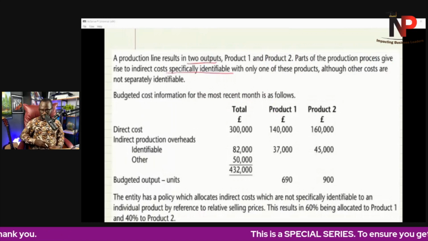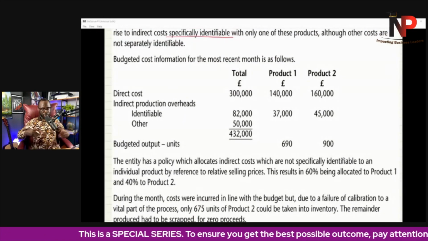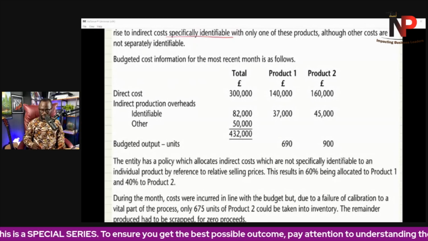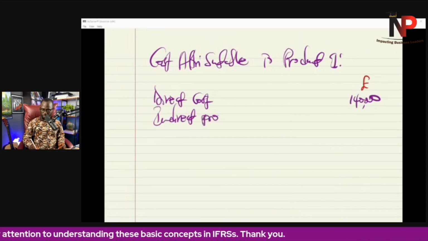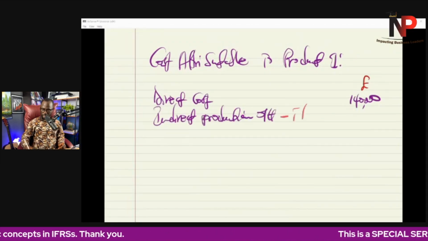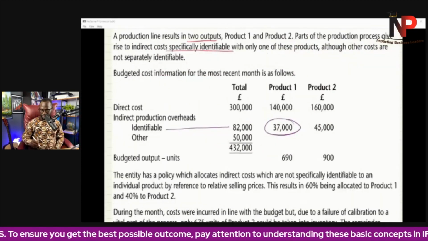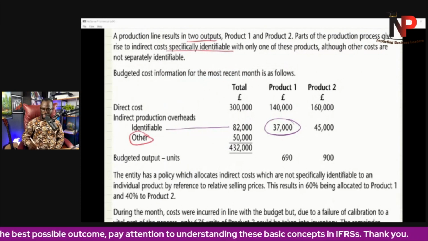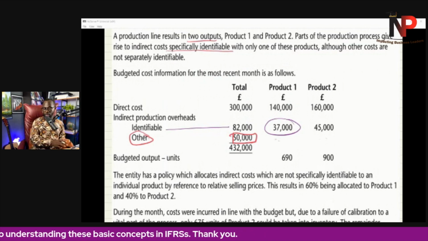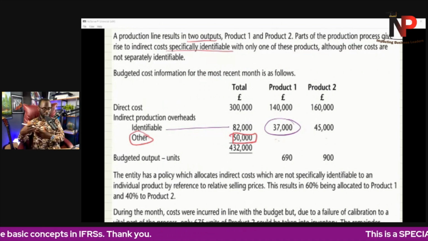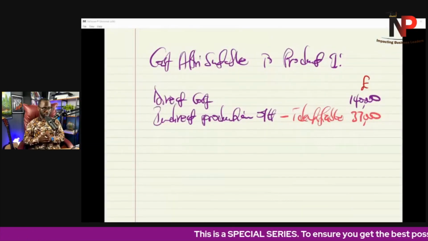Then we bring in indirect production overheads. I want you to stay with me well. Indirect production overheads, we see the identifiable, and that is 37,000. Then it says other. The other is 50,000, but nothing is allocated between product 1 and product 2. Maybe later on the examiner will tell us about it, but for now, that is the idea about product 1.